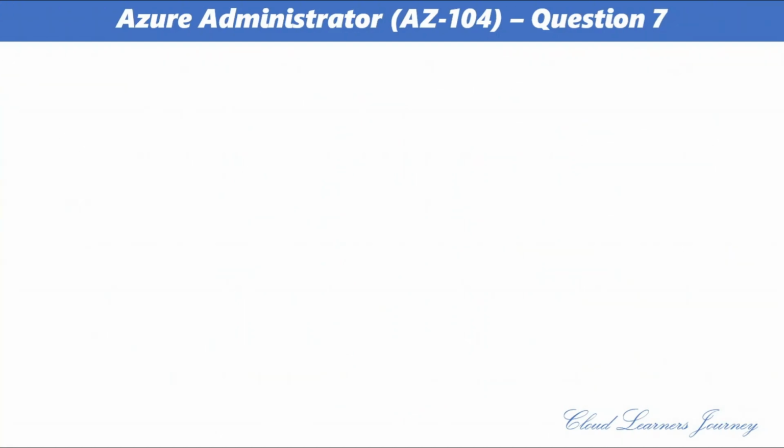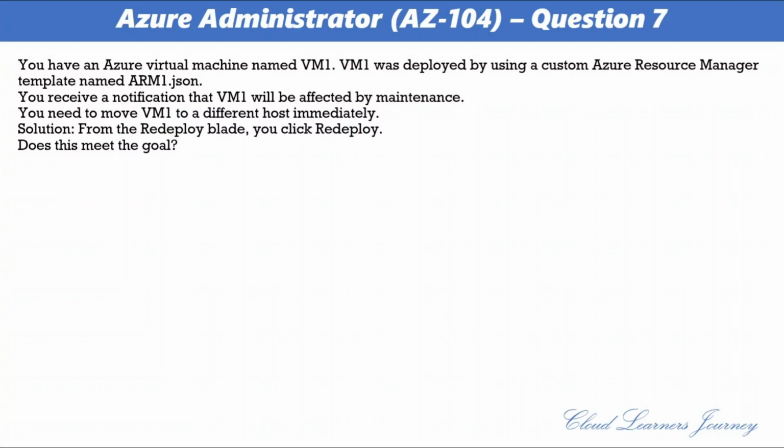Next, question number 7. You have an Azure virtual machine named VM1. VM1 was deployed by using a custom Azure Resource Manager template named arm1.json. You receive a notification that VM1 will be affected by maintenance. You need to move VM1 to a different host immediately. Here the solution is from the redeploy blade, you click redeploy. Does this meet the goal? And the options are A, yes, B, no. And the correct option is A, yes.